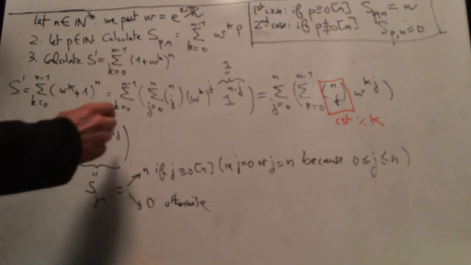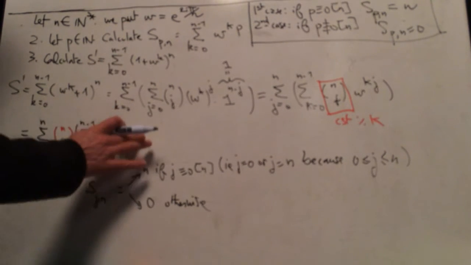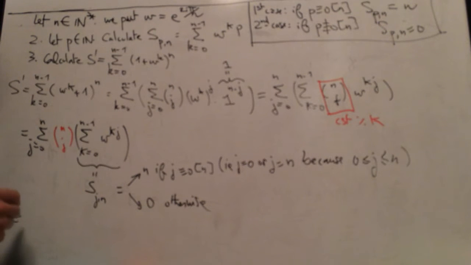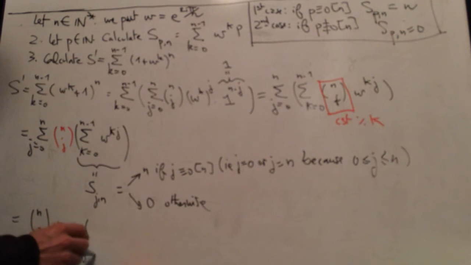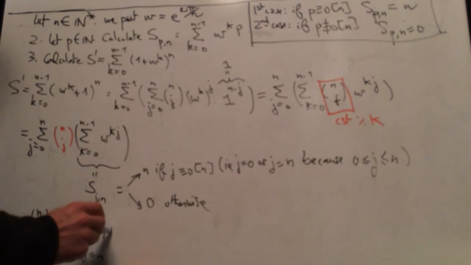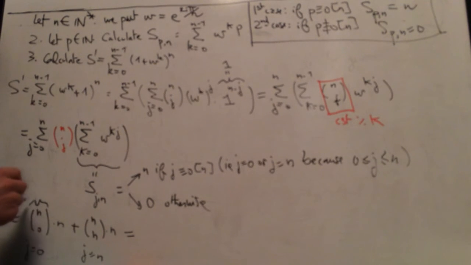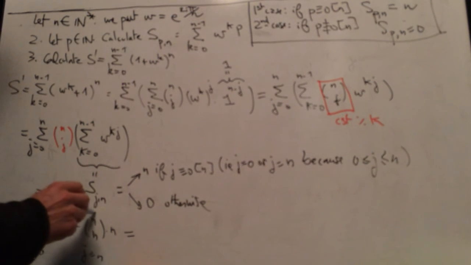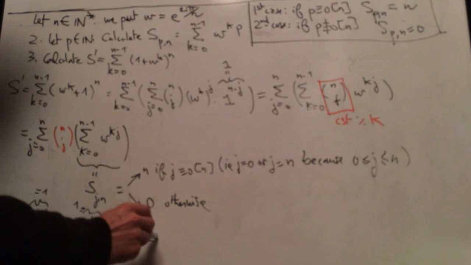So in this summation, we only get, when j is equal to 0, n choose 0 multiplied by n, and when j is equal to n, we get n choose n multiplied by n. So this is equal to 1, this is equal to 1, so the sum is equal to 2n.